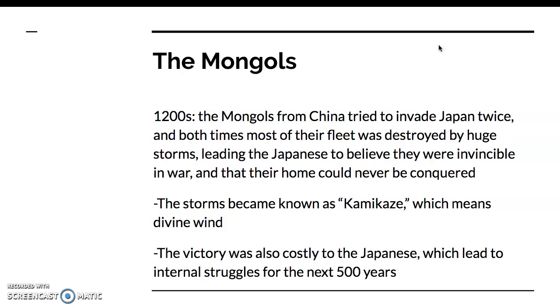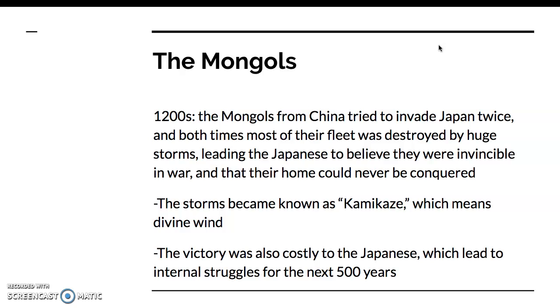The Mongols in the 1200s, the Mongols from China, led by the Khans, tried to invade Japan twice, and both times most of their fleet was destroyed by huge storms, leading the Japanese to believe that they were invincible in war and that their homeland of Japan could never be conquered. These storms are going to become known as kamikaze, which means divine wind. You can see that replayed later on in Japanese history, most famously with the suicide pilots in World War II in the Pacific.